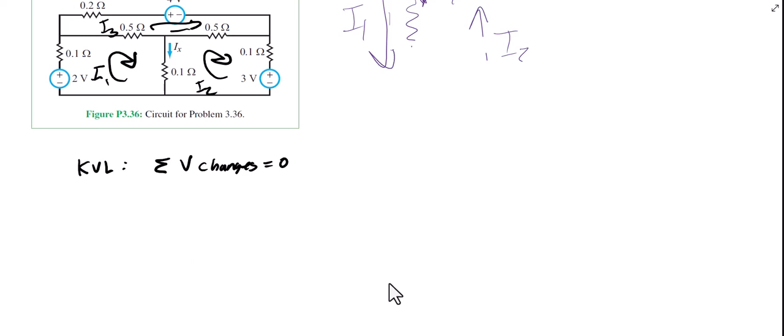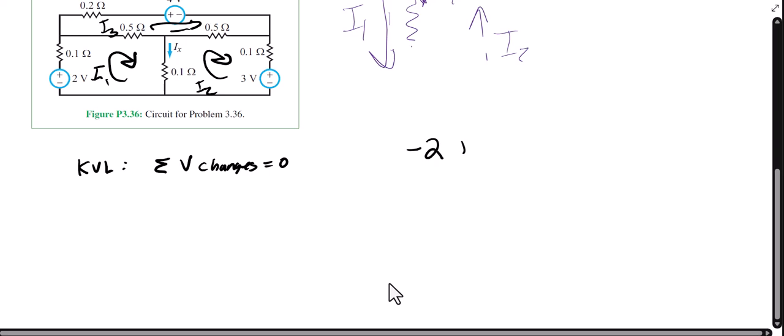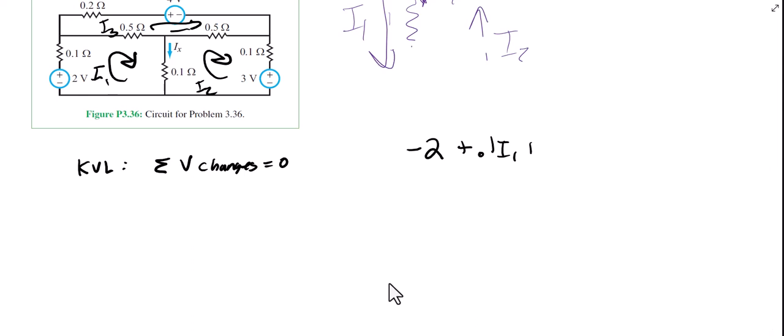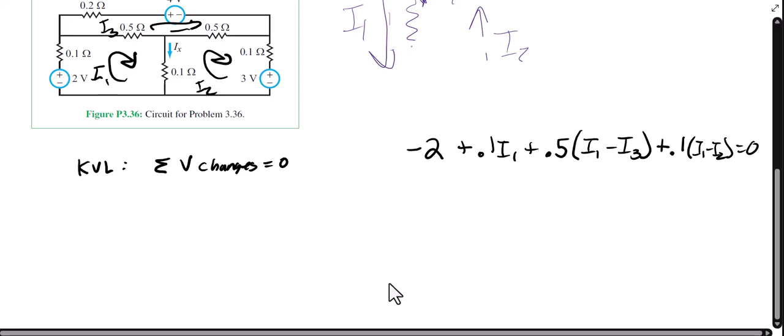Okay, so I'm going to do first the left-hand branch here. So I'm going to start at this voltage source. I'm going into the negative side, so I'll write that as -2, and then plus 0.1 I1, and then plus 0.5, and then that current is I1 minus I3, and then plus 0.1 I1 minus I2 equals 0.